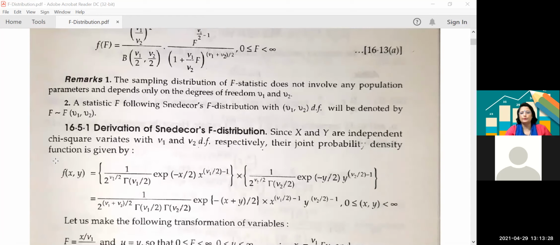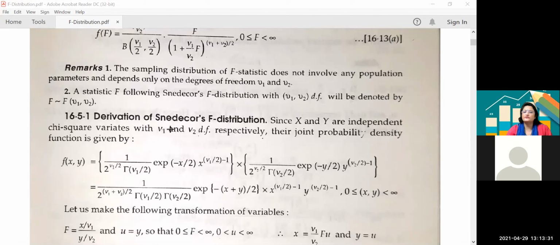Now the main important article, the derivation of Snedecor's F distribution.